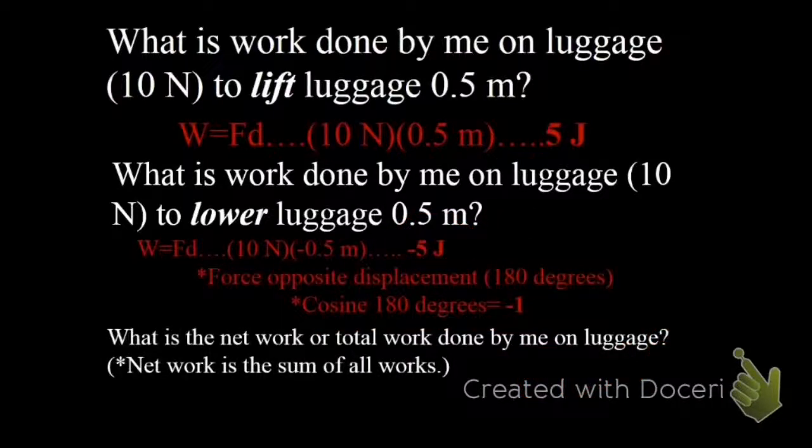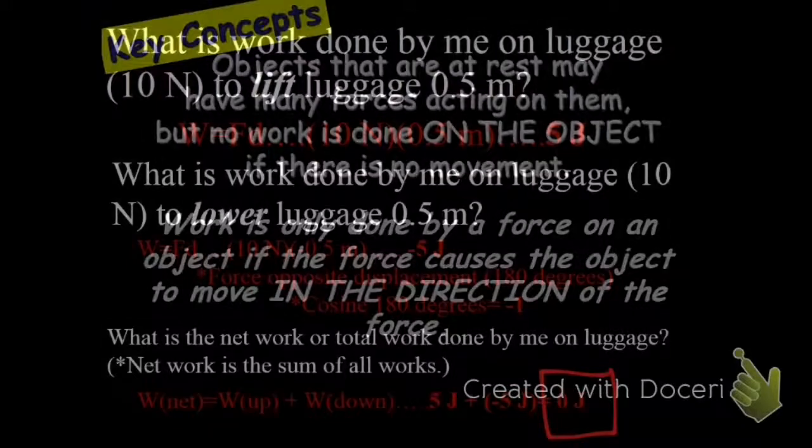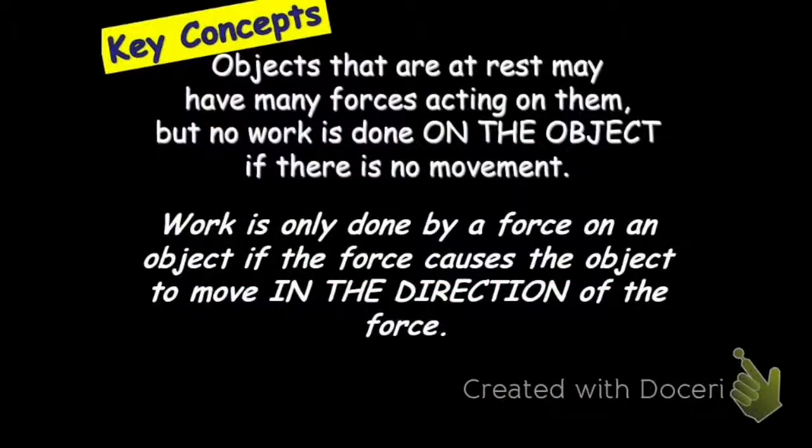So what would be the total work done by me on the luggage? Net work is the sum of all work done. So in this case, 5 joules up and 5 joules down gives me a net work of 0 work. So from a physics standpoint, lifting something and putting it back where it started is not actually doing any work at all. A couple key things will come up as you work through this chapter on work.